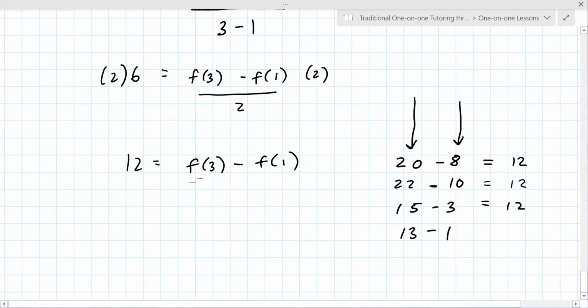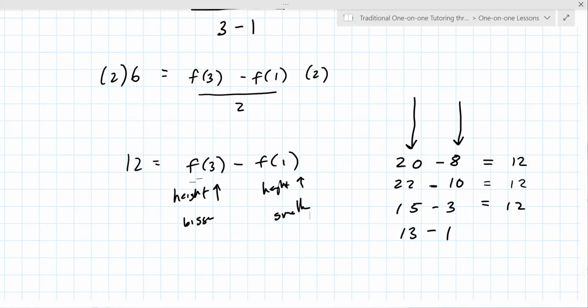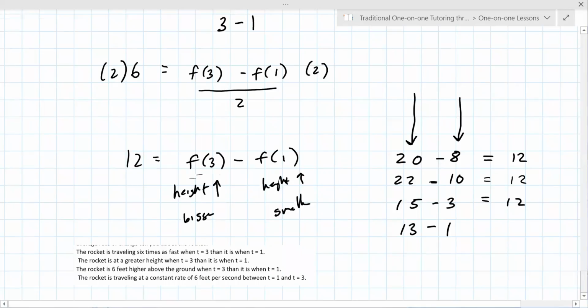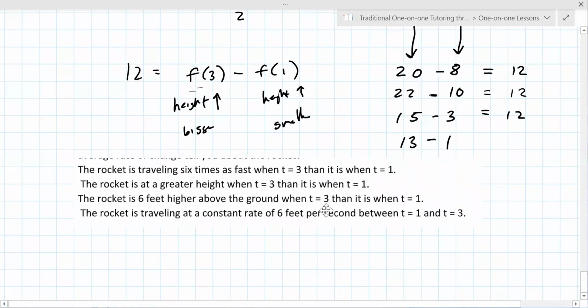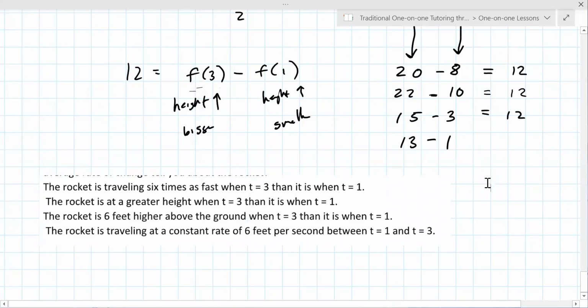All the numbers in the first column are bigger than 12. Okay, so that means that the height here must be bigger than the height here. Okay, that makes sense. So now I'm going to snip in the answers and let's see if we can go through them and see if there's one that says it the same way. Take a look at these and see what you think.